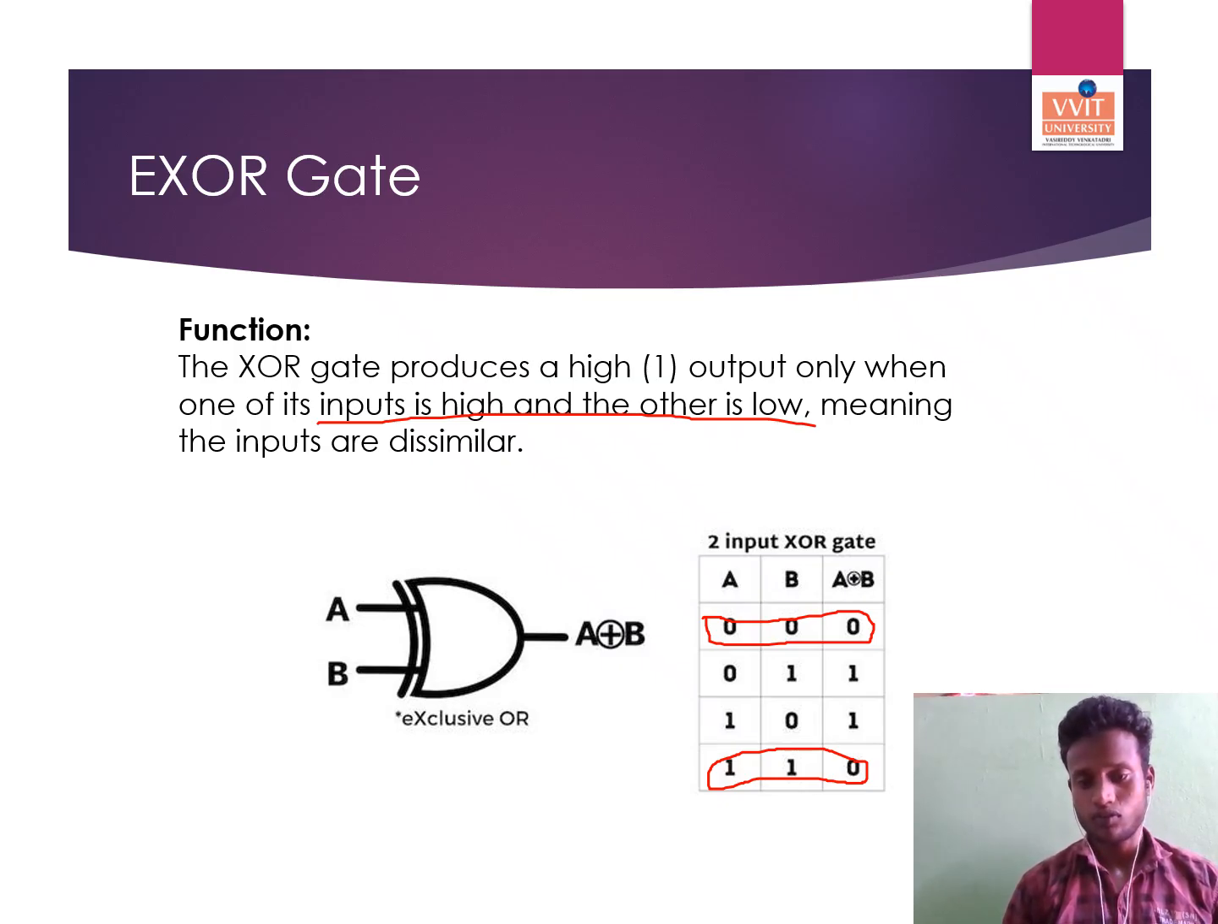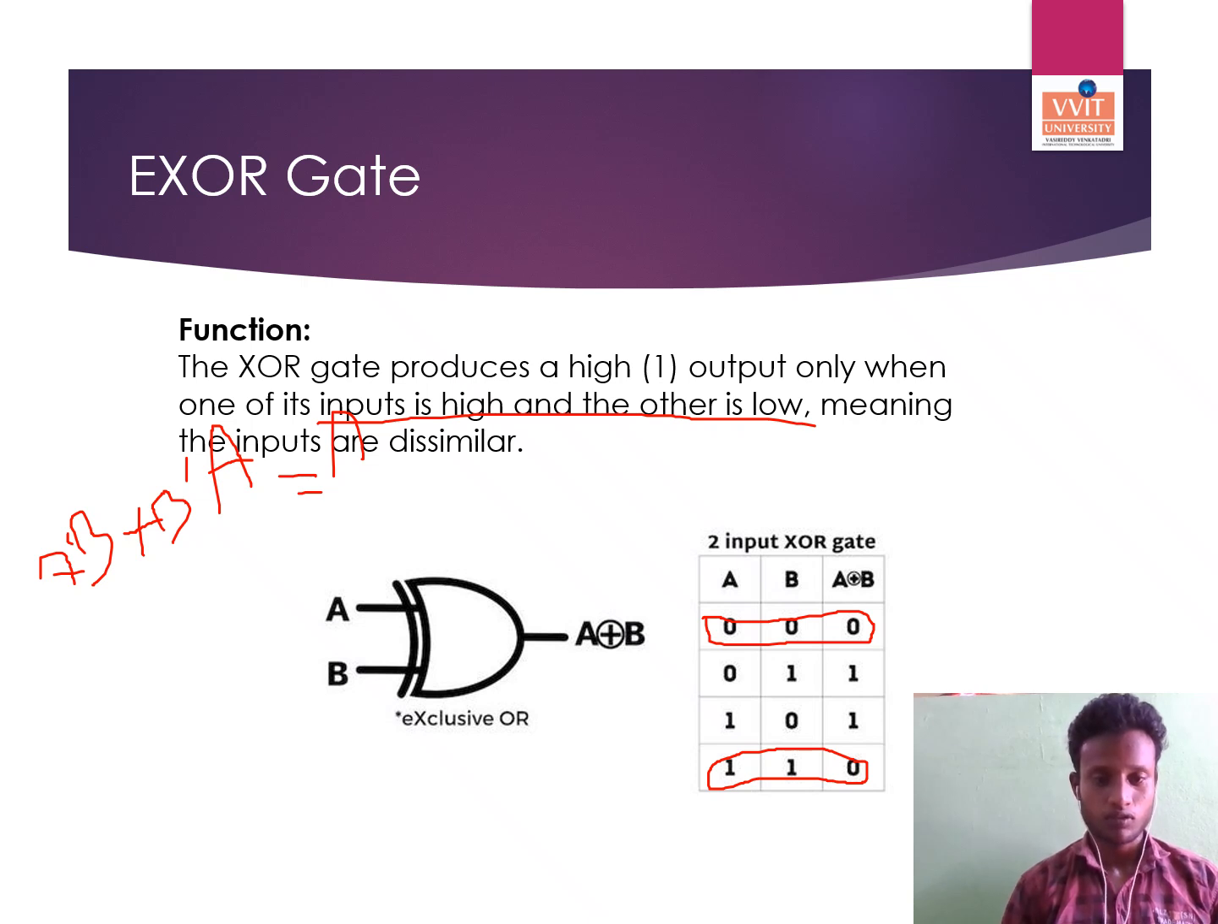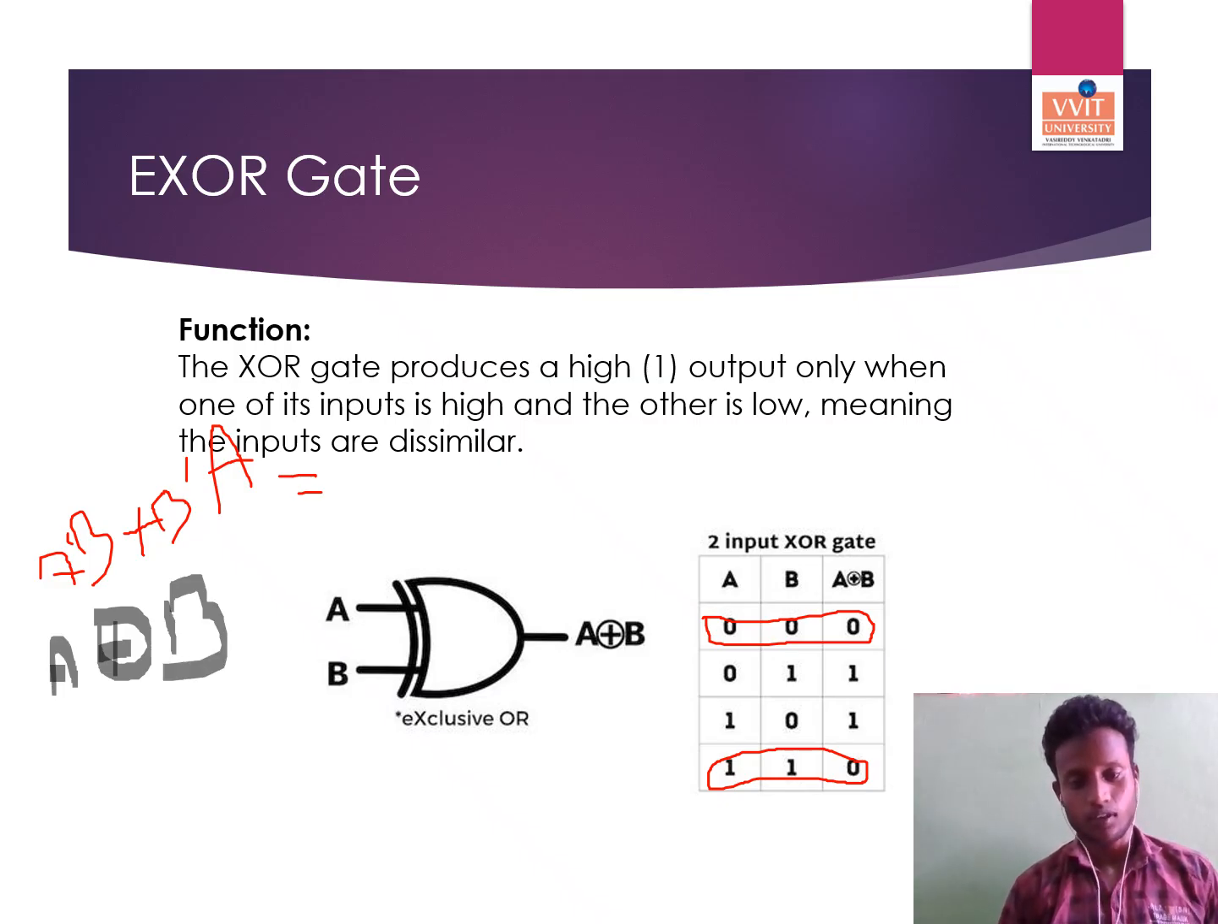0 0 0 0. That means A bar B plus B bar A equal to A plus B. This is all about the XOR gate.